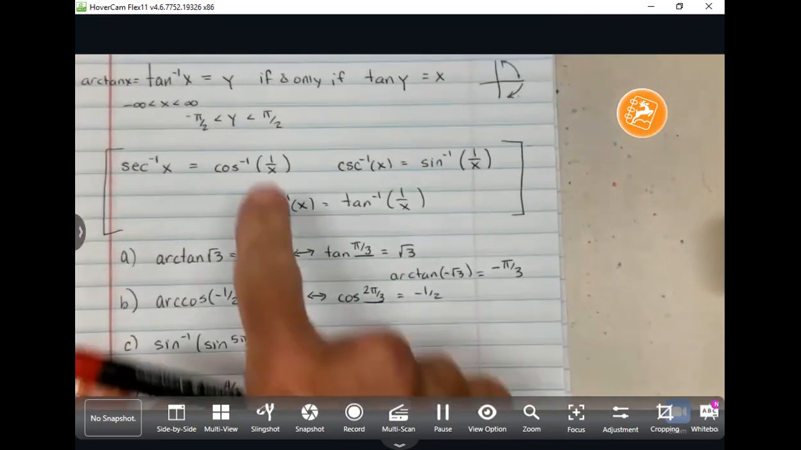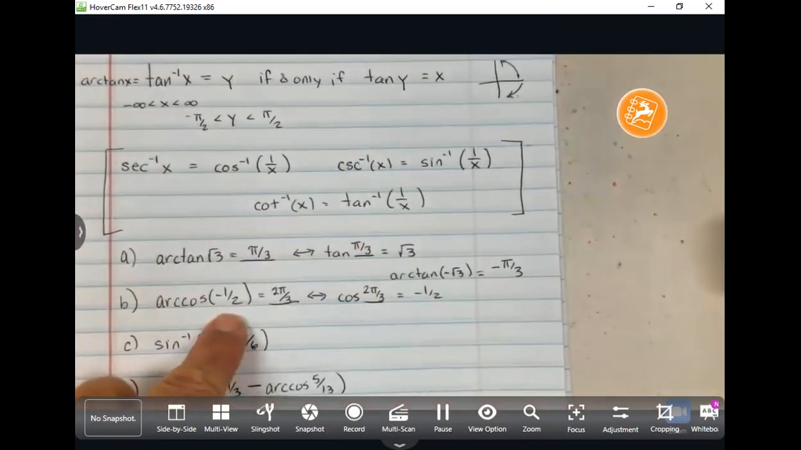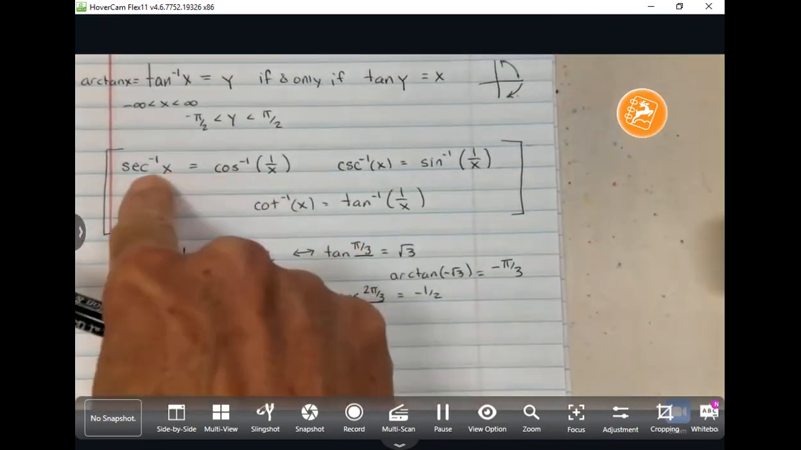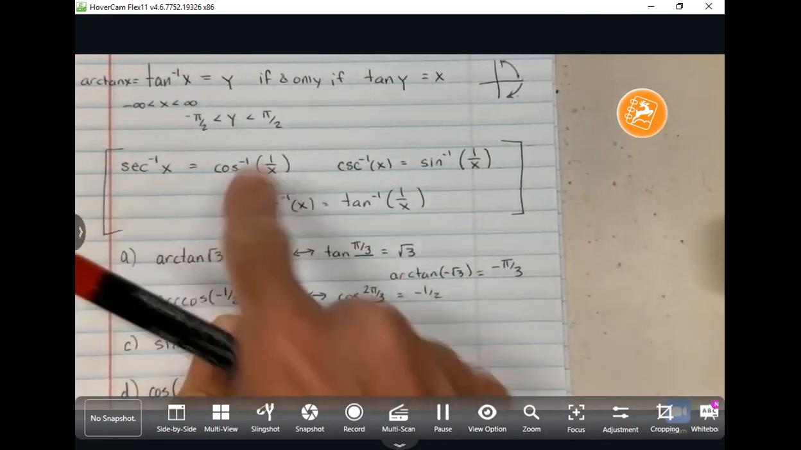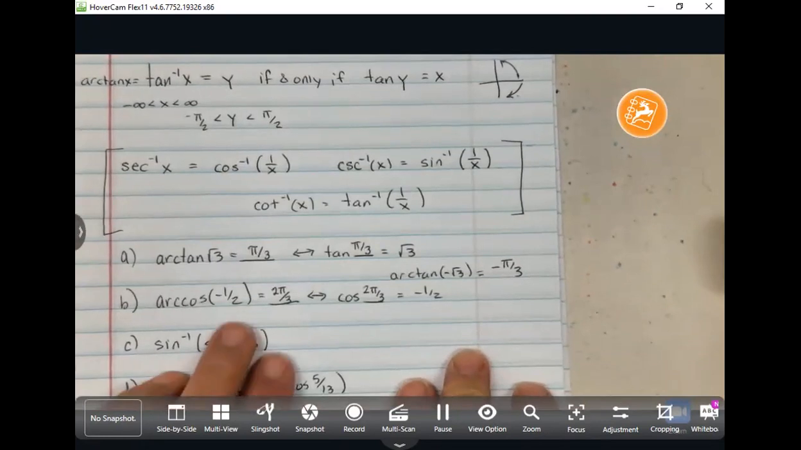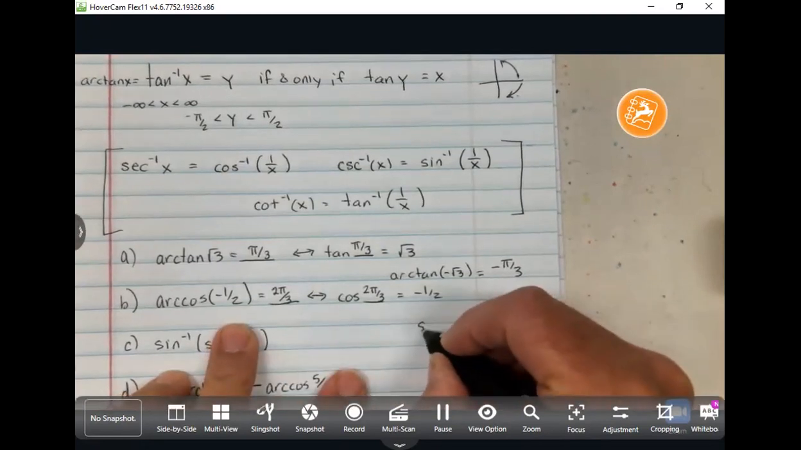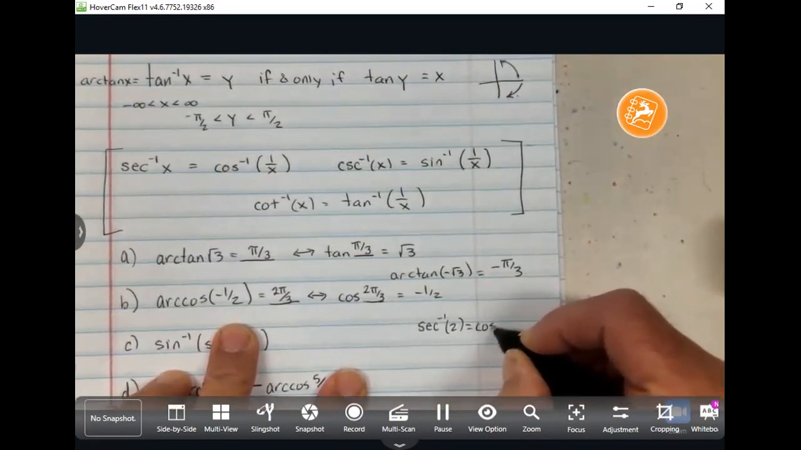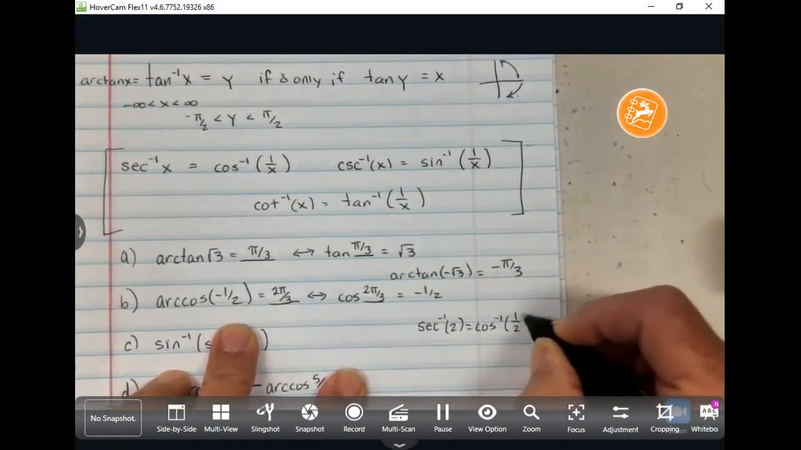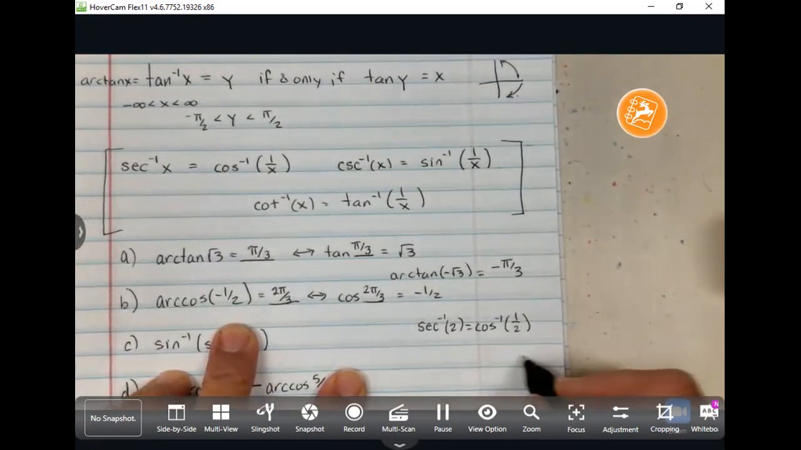And according to this identity up here, the arc cosine of -1/2 is the same as the inverse secant of 2. They take on the same value if you flip the thing over. So if I asked you for the inverse secant of 2, you say, well, that's the same as the inverse cosine of 1/2. The inverse cosine of 1/2 is pi/3.